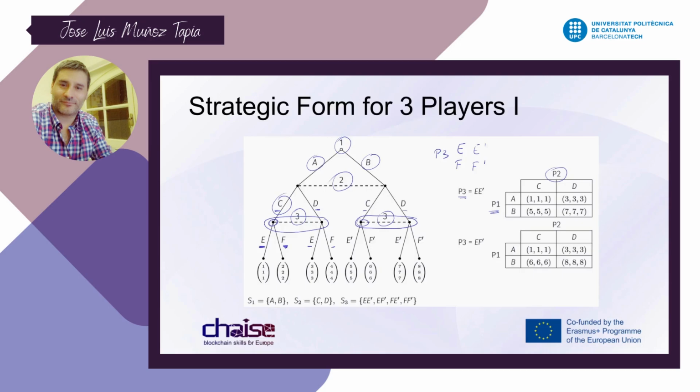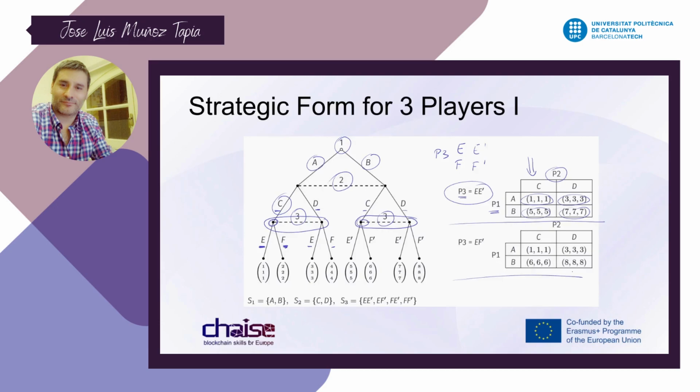Now, to draw the strategic form of this, we fix the strategy of player three, and then create a matrix for the strategies of player one and player two, and here we have the utility. Well, in game theory we call it payoff, and then we have the payoff for each of the players. So this is a way of representing a three-dimensional matrix. It is difficult to visualize.